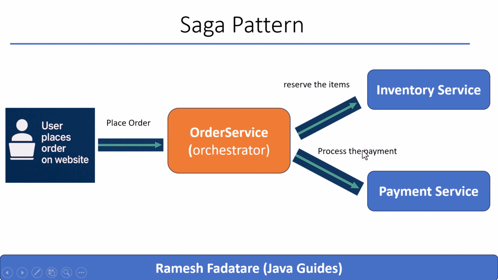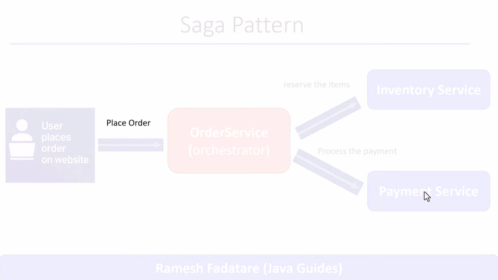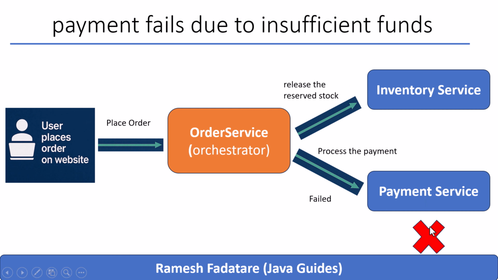But here's the important part. If anything fails along the way, like the payment fails due to insufficient funds, the orchestrator triggers compensating transactions to undo the previous steps. In this case, it would send a command to the inventory service to release the reserved stock, and it would update the order status to cancelled instead of confirmed. This way, the system stays consistent even though each service is managing its own data. No global lock, no distributed transactions, just smart coordination and undo steps. That's the core idea behind the Saga pattern, managing consistency through events and compensating actions rather than database locks.